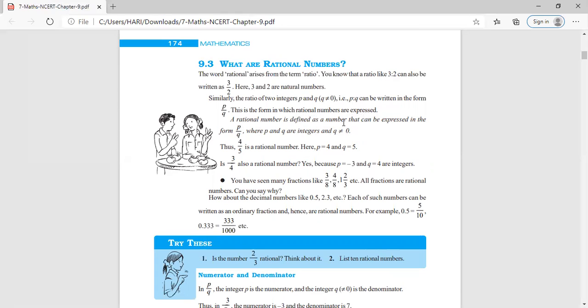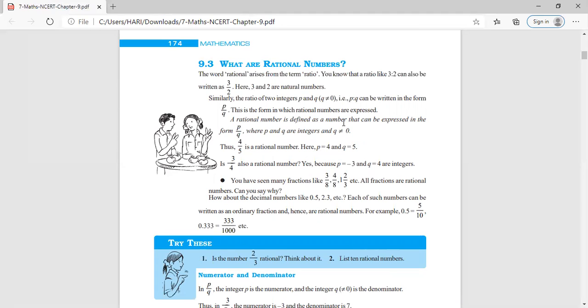So a rational number is also a number represented in p by q form, where q is not equal to 0. That means the denominator cannot be 0, and the numerator can be a positive number, a negative number, or 0. And the denominator can be either a positive number or a negative number. It cannot be 0.